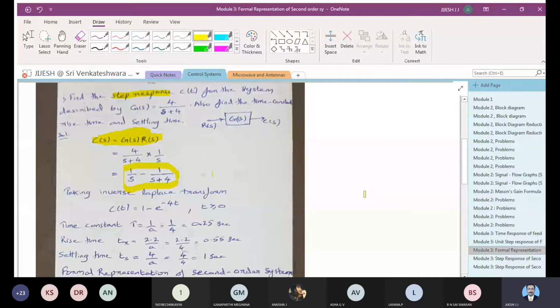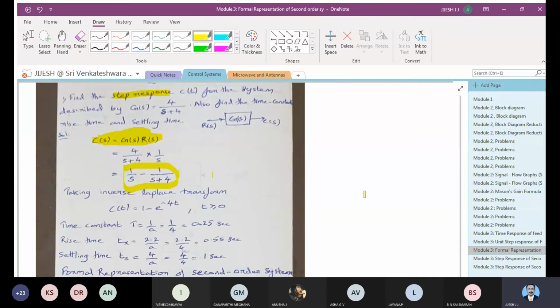This is what we have studied for first order system, and here we have seen the time constant, rise time, and settling time. So we got the time constant as 1 by a, rise time as 2.2 by a, and settling time as 4 by a. And you know that time constant is the time for the system to reach 0.63 of the maximum value. Rise time is from 10% to 90% of the maximum value, and settling time is the time where the system is within 2% of the maximum value.